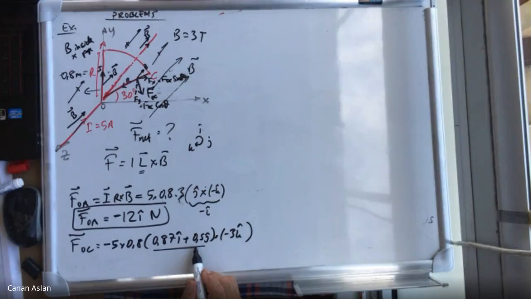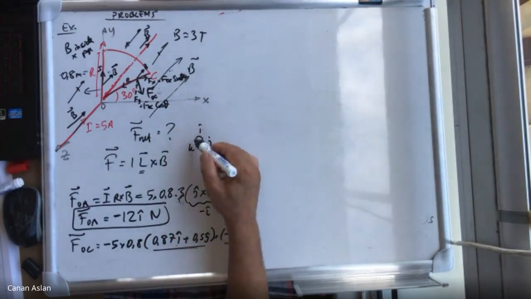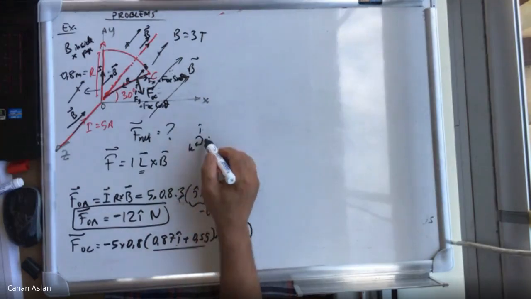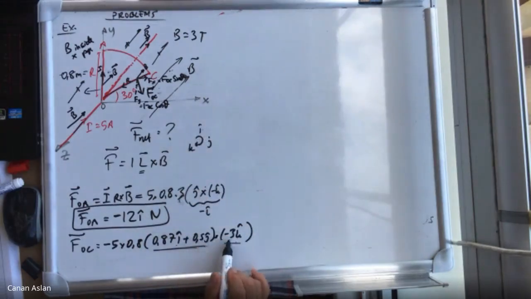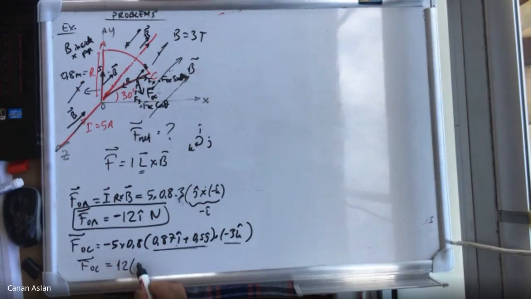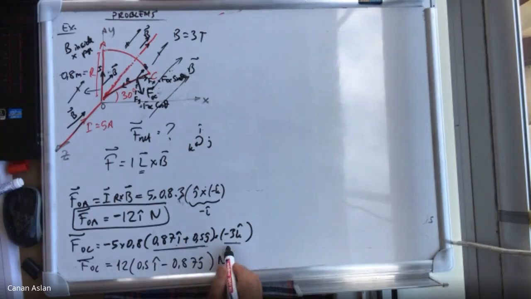Okay? That's right. Okay, in this case, we multiply this by minus 3K, and the result, I cross K gives you minus J, but J cross K gives you I. So from this, we can write F_OC as 12 times 0.5 I minus 0.87 J. Okay, so this is in newtons. Good. Now, F_OC is this.